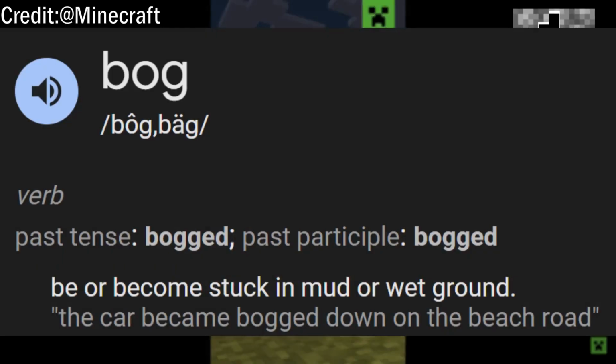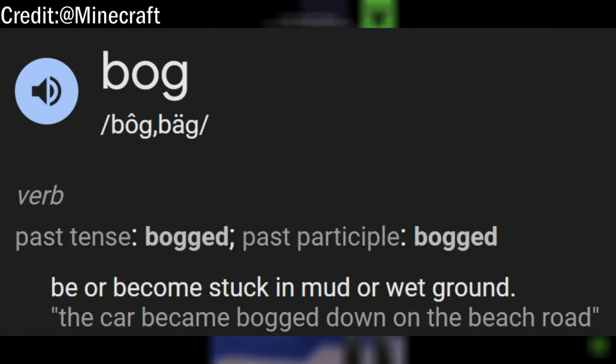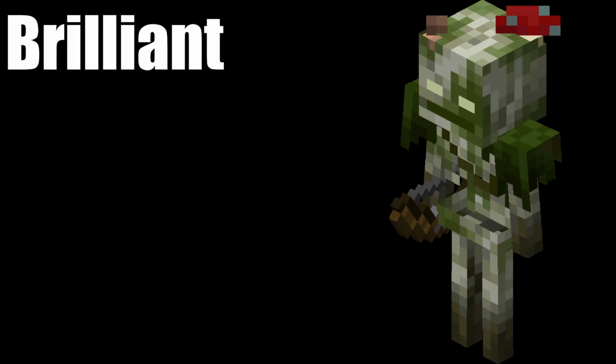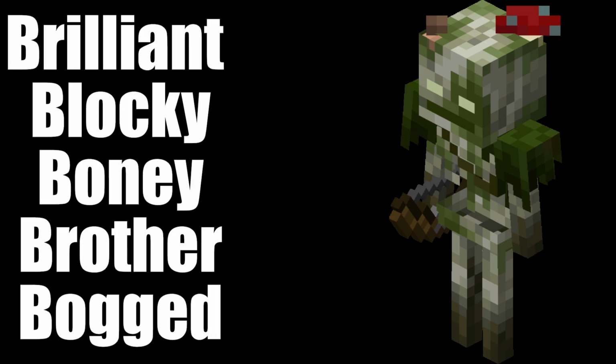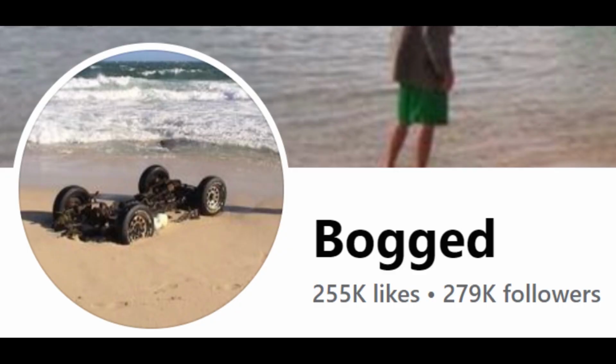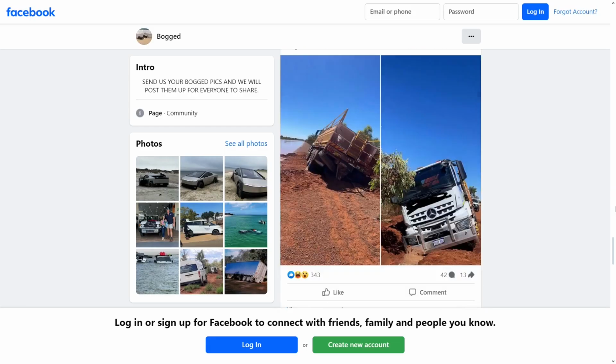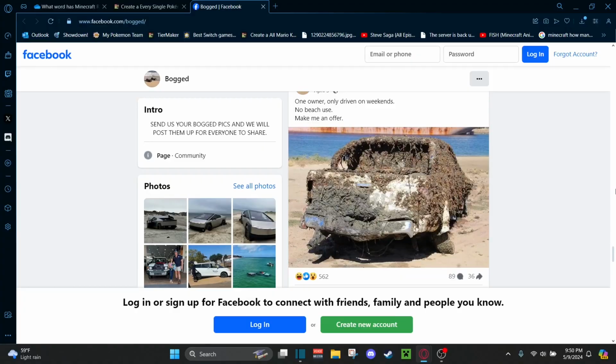Now with only a single point, the Bog, meaning been stuck in mud or wet ground. The second image, coming after a brilliant blocky Bogged, is a profile picture of a Facebook gimmick account showing pictures of vehicles getting stuck in the ground.